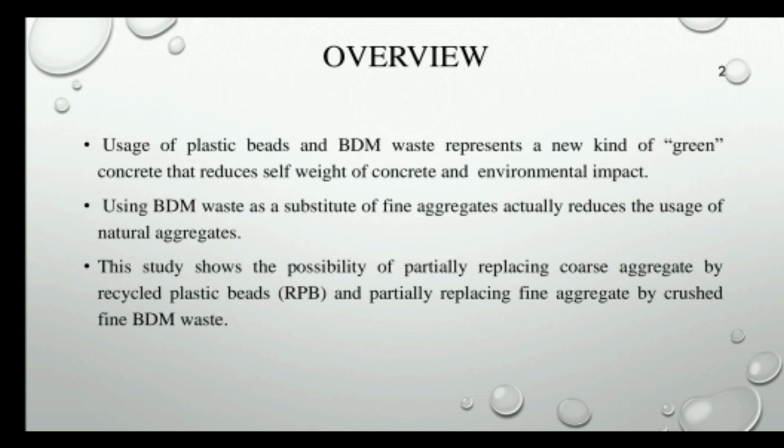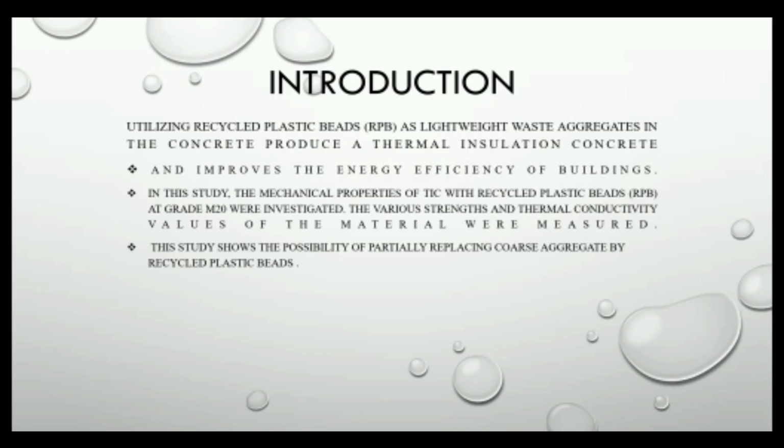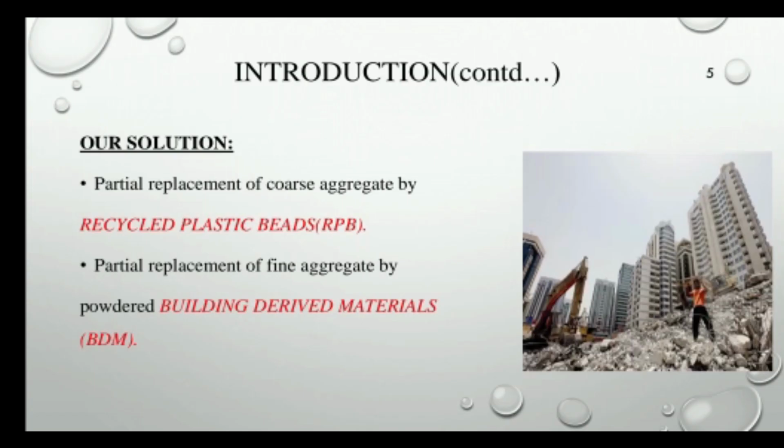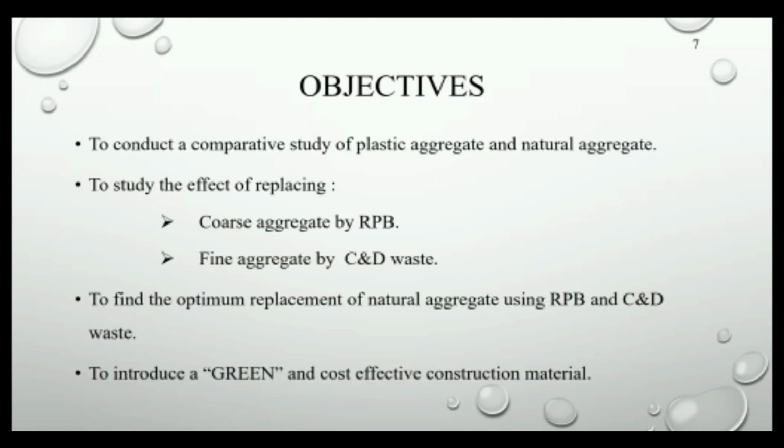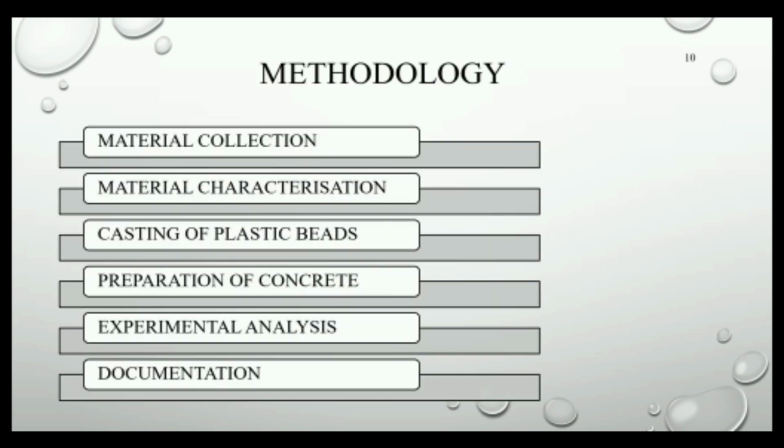This study shows the possibility of replacing coarse aggregate by RPB and fine aggregate by crushed BDM. Utilization of waste plastic and construction waste is a partial solution to environmental problems. Our solution for these problems is to partially replace coarse aggregate by RPB and fine aggregate by BDM in concrete. Objectives: a comparative study of plastic aggregate in M20 concrete to find the optimum amount of RPB and BDM to be used in concrete. Methodology we followed.